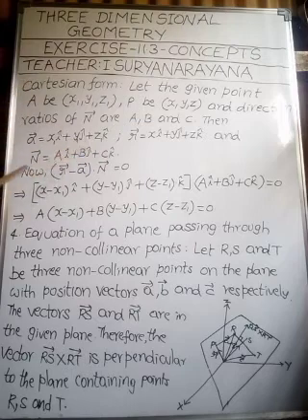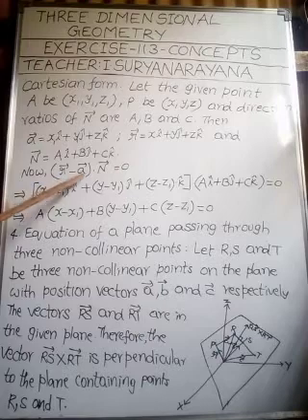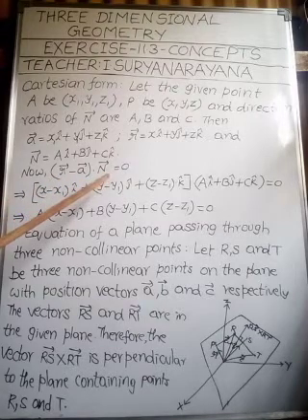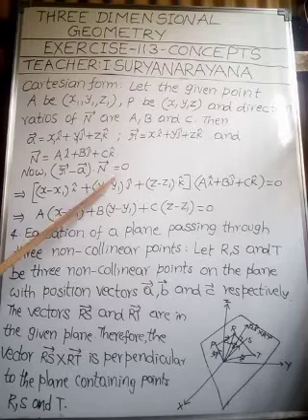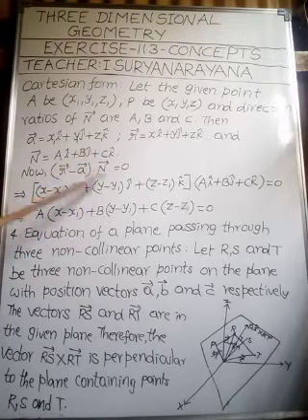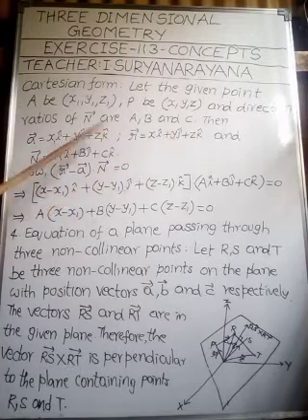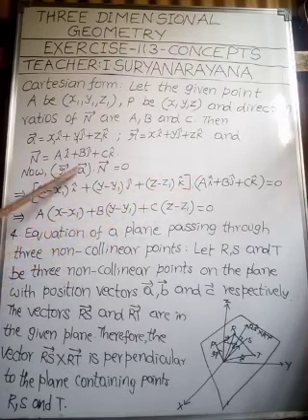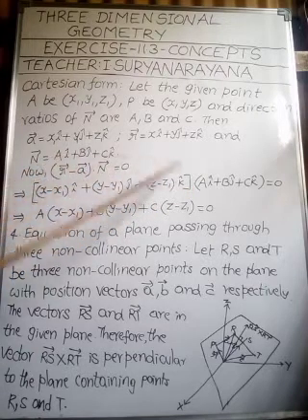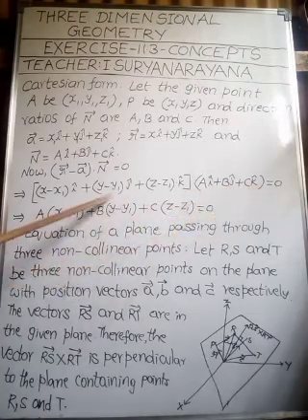Okay, my children. Now, (R bar minus A bar) dot N bar is equal to 0. This is the equation of the plane in the vector form. Now we are substituting R bar, A bar and N bar in this equation. R bar minus A bar, what will we get? (x minus x1) i cap plus (y minus y1) j cap plus (z minus z1) k cap, dot N bar, which is A i cap plus B j cap plus C k cap, is equal to 0. Understood this step, my children?